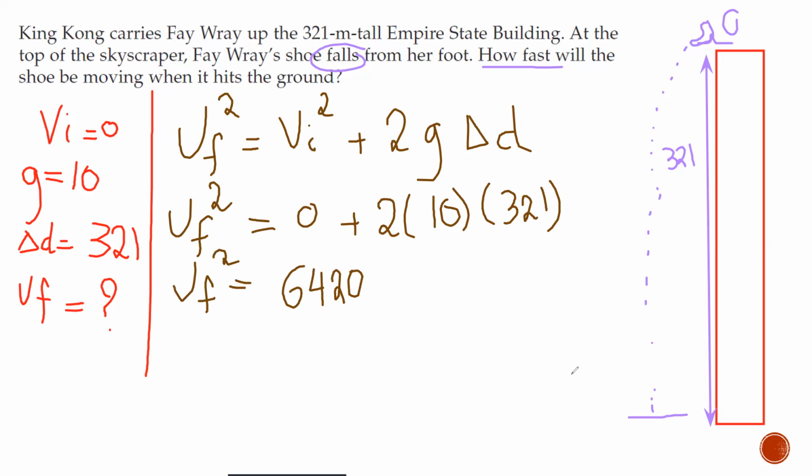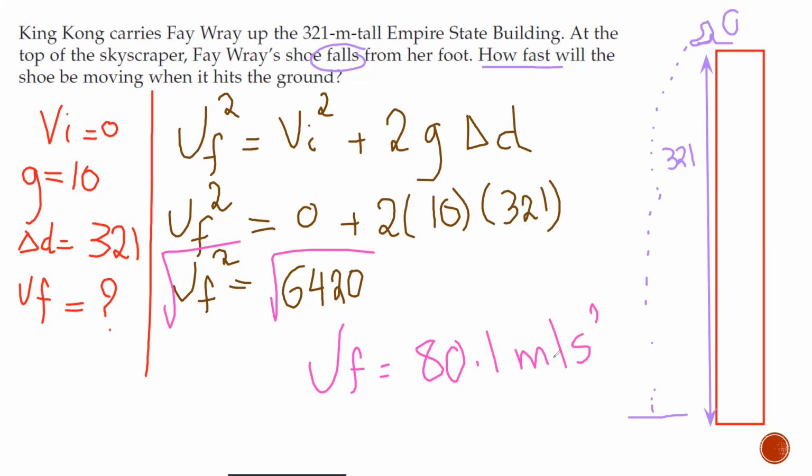Now, if I want to find V final, I put it under a square root. So V final will be the square root of this number, which is 80.1 meters per second. And of course, we do not make it negative. Is it clear now? Yes, teacher. Teacher, only if the question says it, we will say it's negative, right? Yes, but not in this case.